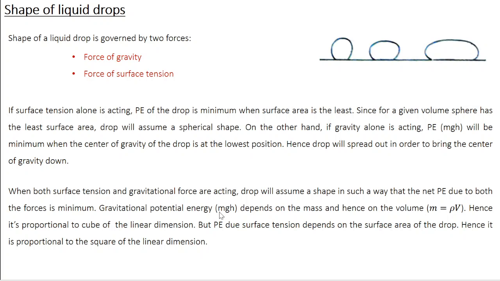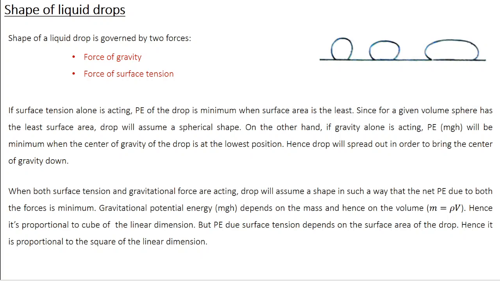If you look at the gravitational potential energy mgh, it depends on the mass of the drop. Mass can be written as a product of density ρ and volume V. For a given liquid, density is a constant, so mass depends on the volume. Volume is proportional to the cube of the linear dimension. For example, if you take a cube of length L, volume is L cube. If you take a sphere of radius R, volume is 4/3 πR cube. So volume is always proportional to the cube of the linear dimension.